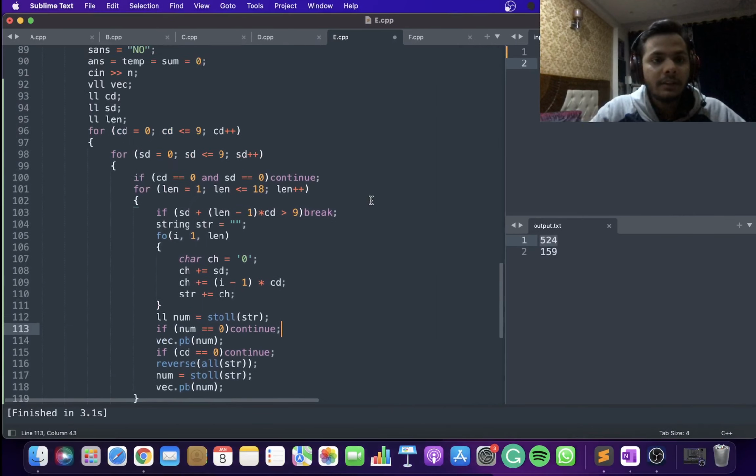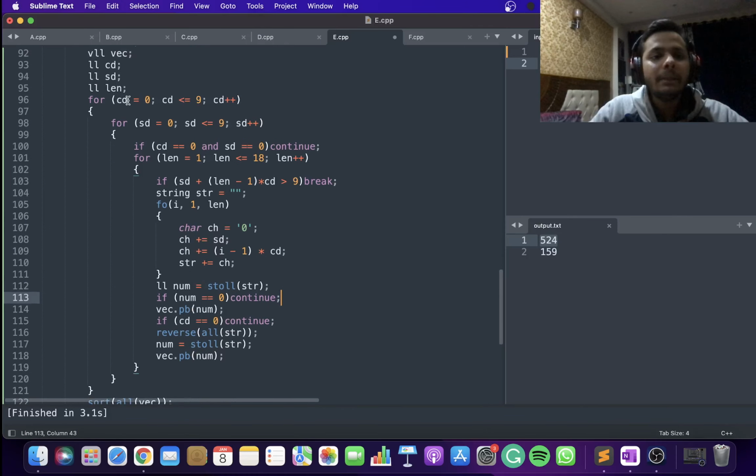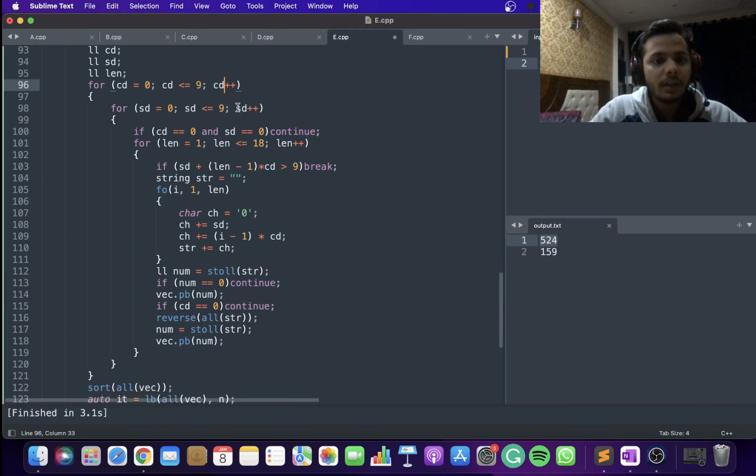So yeah, now let's see what's going on. Any AP should have a common difference, right? So first of all, we will iterate on the common difference. We will basically iterate on the absolute value of the common difference, which can go from 0 to 9, right?